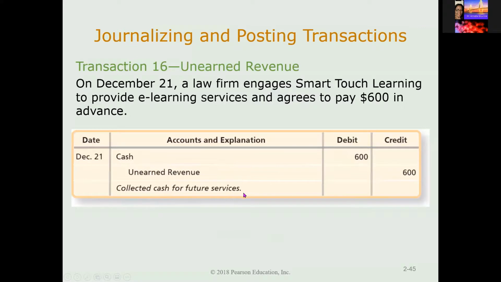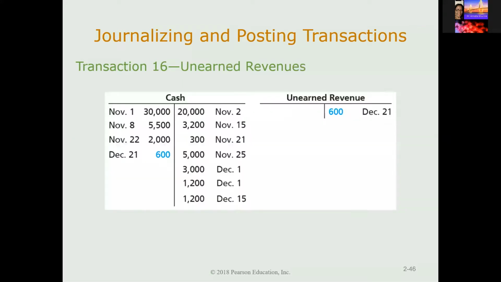Collected cash for future services. Cash increases with a debit and unearned revenue increases with a credit. And here you see for transaction 16, the two T accounts, cash and unearned revenue. This is the added $600 that the company received, and this is the unearned revenue.